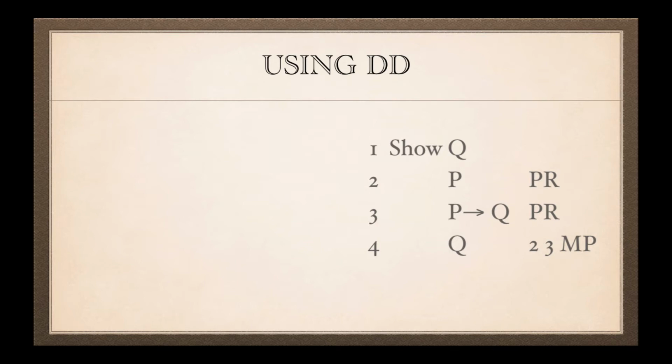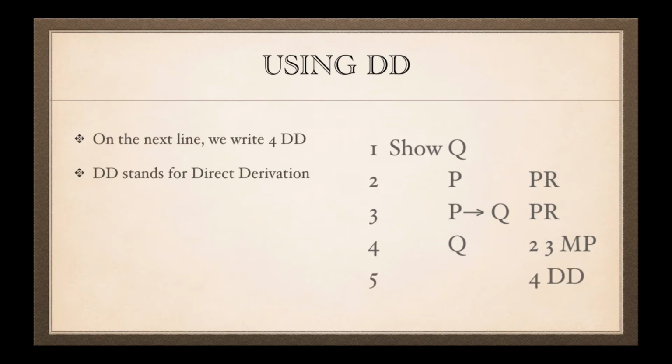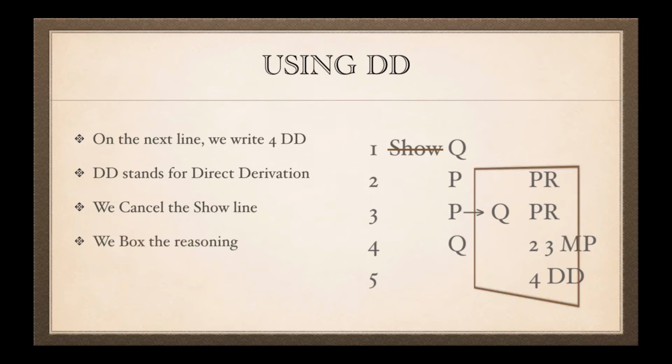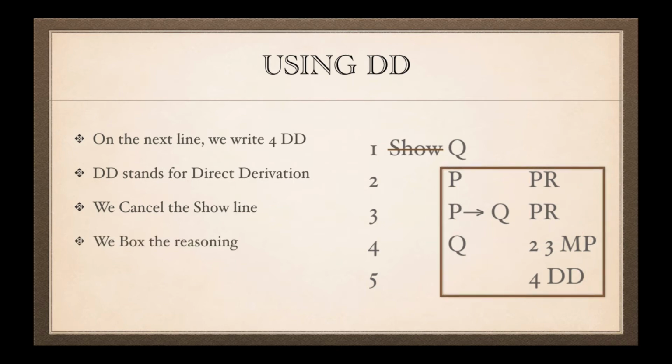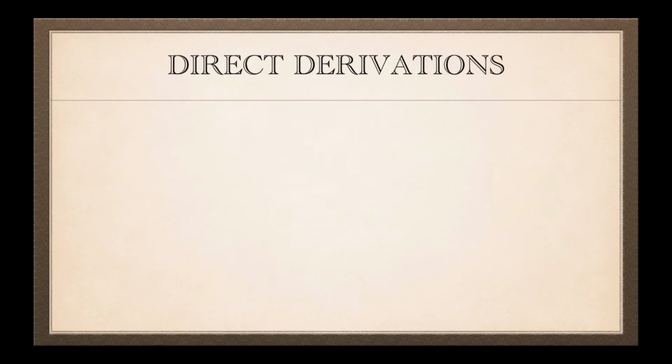So here's our derivation. So the first thing we do is, on the next line we write 4 DD. And DD stands for direct derivation. Direct meaning we actually got what we're trying to show. We'll see other kinds of ways of ending a derivation besides DD, but right now it's DD. So we also cancel the show line. That indicates that we're no longer trying to show Q. We've established Q. And we put a box around the reasoning, and that indicates just this is the reasoning that we were using to show Q. And when we've done that, then the derivation is complete. And the derivation is complete when we box and cancel, and right now we have one method of boxing and canceling, DD.